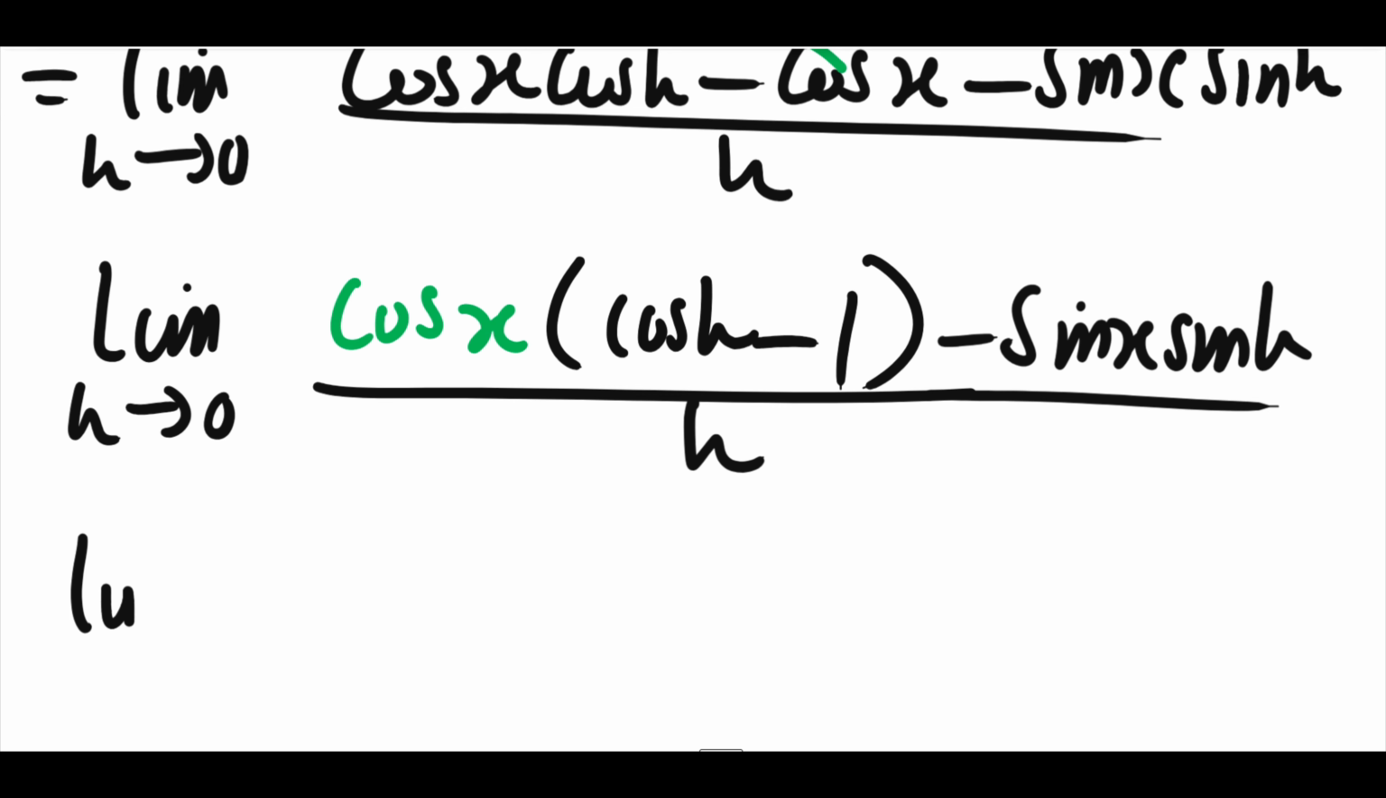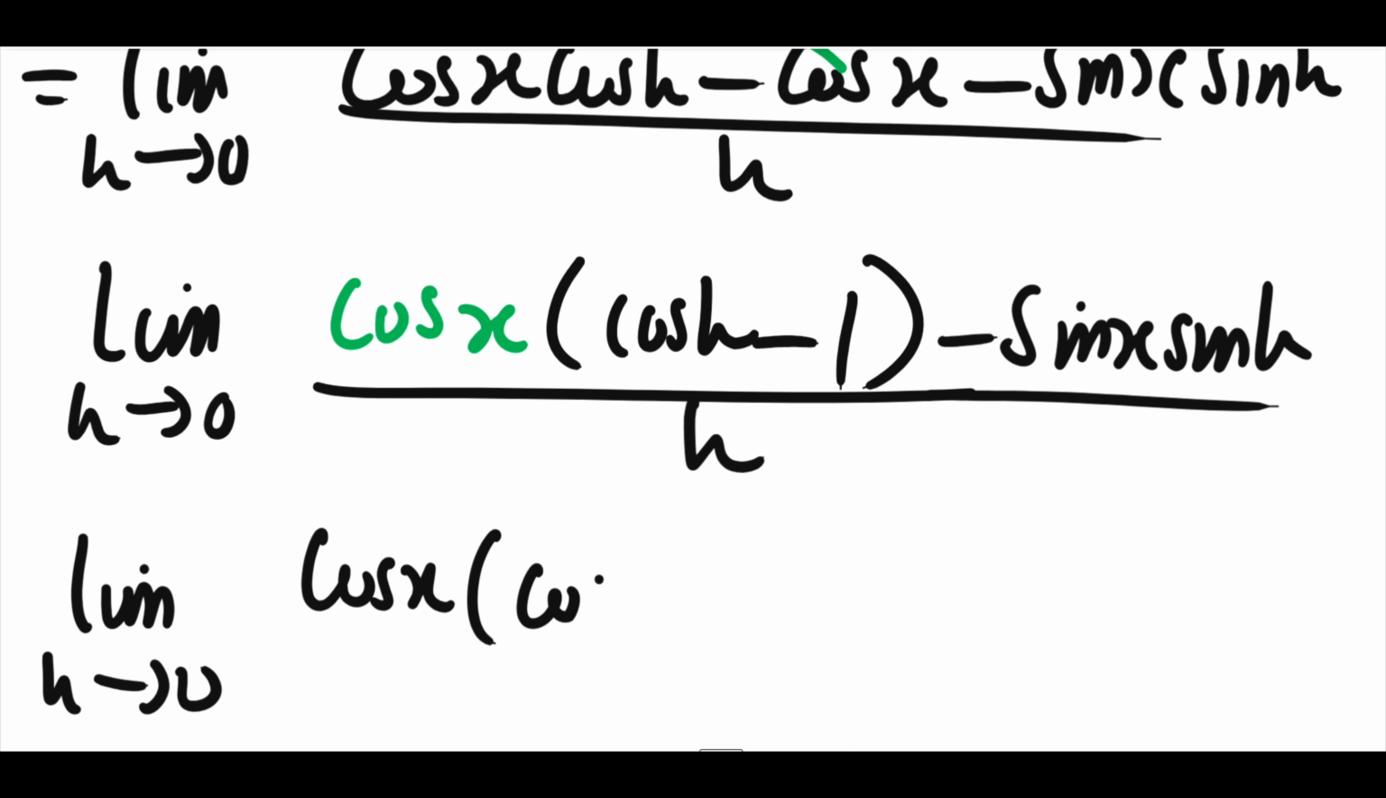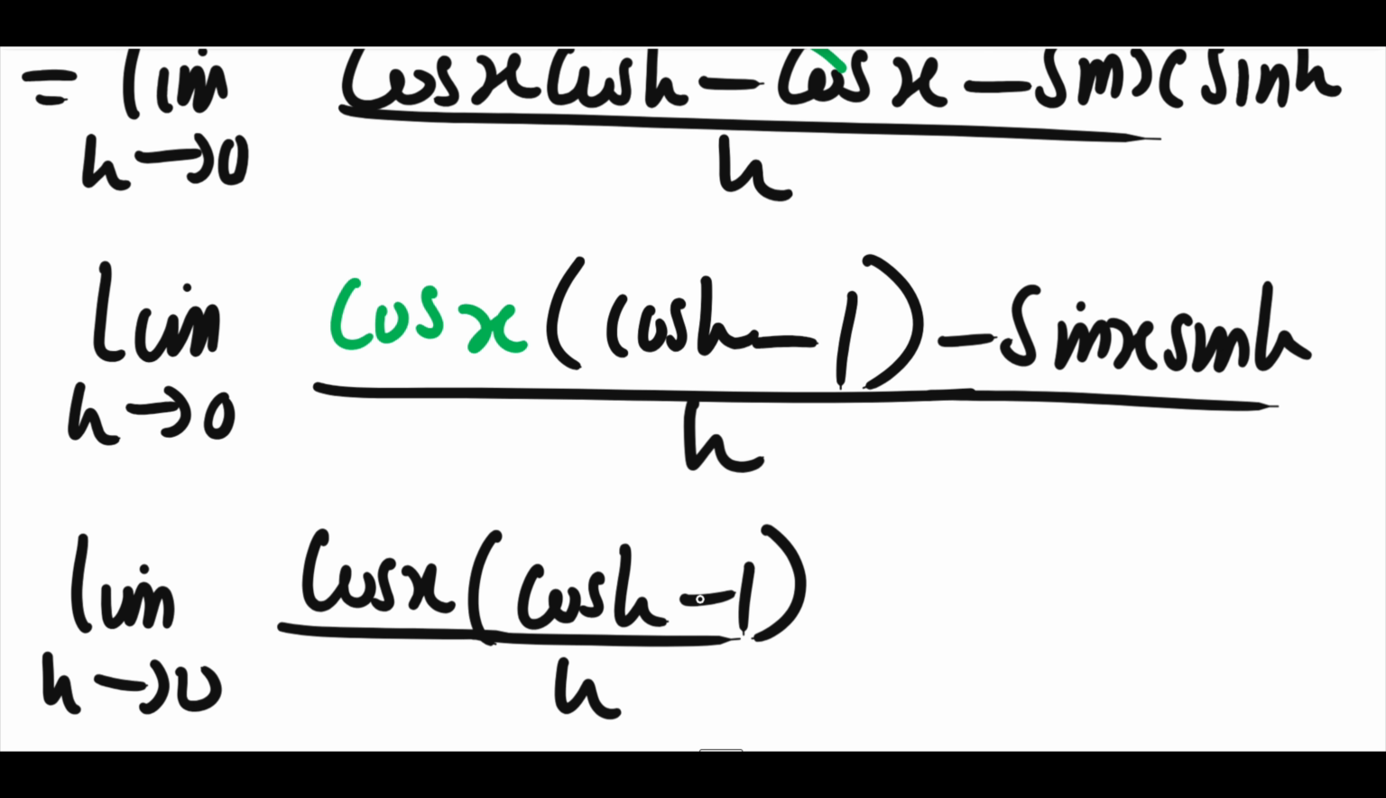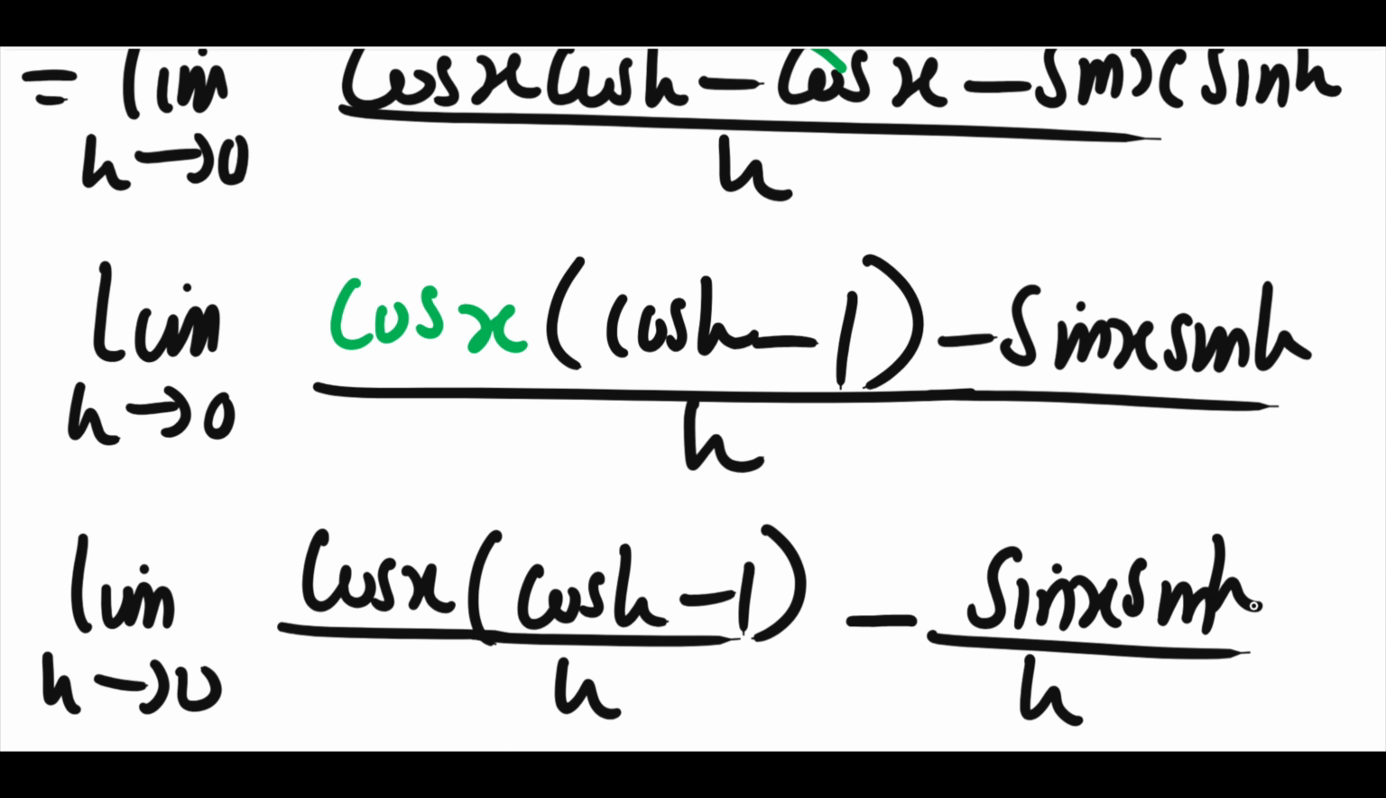So we have the limit as h approaches 0. Now we can take our limit, but let us split it before we take the limit. We are going to get our cos x, then we open a bracket, we have (cos h − 1) over h, so the whole of this over h, then minus, we are just splitting it. They all have the same denominator, so we can split the numerator. So we have sin x sin h also over h.